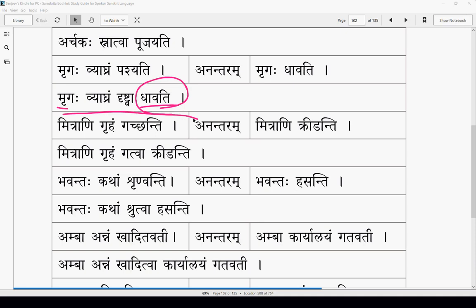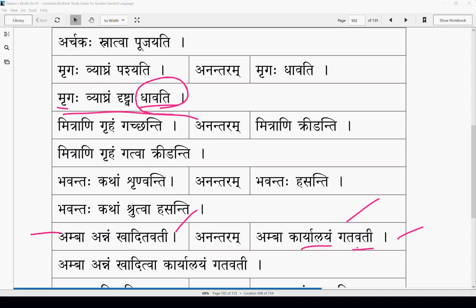Now, the first action, which is the looking action here, darshanam, that action has to finish before the second action, and that second action could be happening in the present tense, or it could be future tense, or it could be past tense. So in any case, drishtva, the first action, should be happening before the second action, and the second action could be in present, past, or future. So the example here is Amba annam khaditavati, Amba annam karyalayam gatavati. So Amba is Mata. She ate the food, or she has eaten the food, and she has gone to the karyalayam, office.